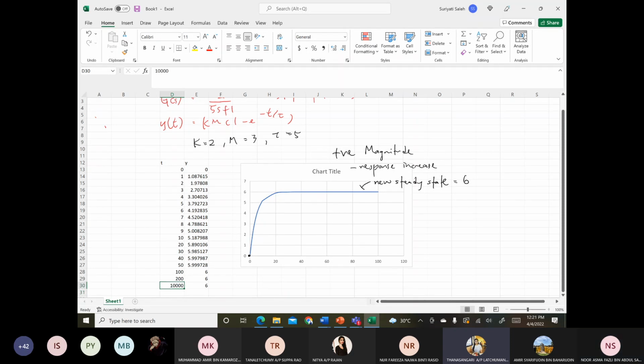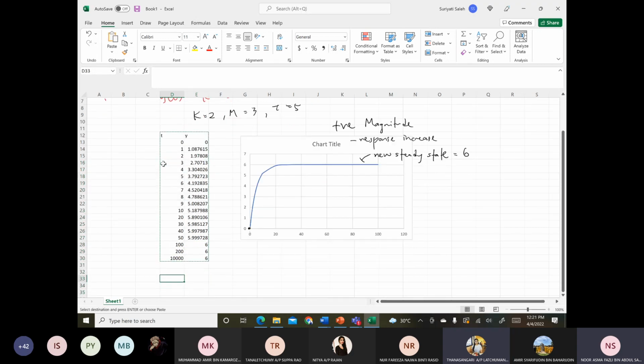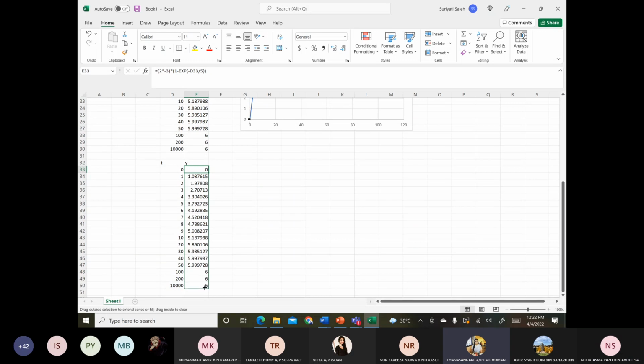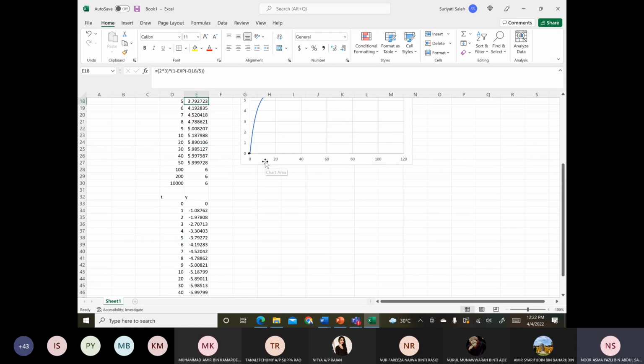And let's say, in this case, we have a positive magnitude. How about if we have a negative magnitude? So I just change here. Let's say here I put -3 as my magnitude. So I will get a different profile.